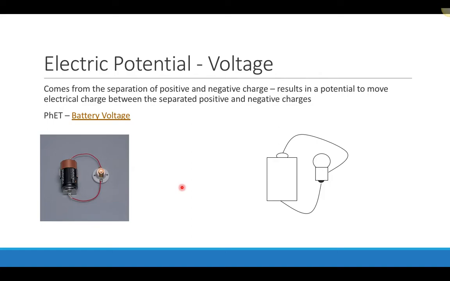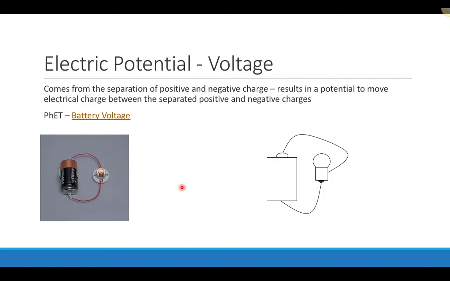So it turns out we can also create an electric field in such a way that we have separated charge, positive and negative charge, and if we place any charge in the region of that separation of positive and negative charge, then it will experience a force. And so that separation of positive and negative charge is what we called electric potential or voltage.